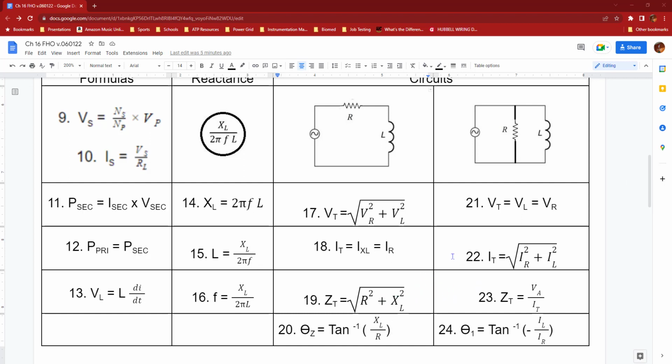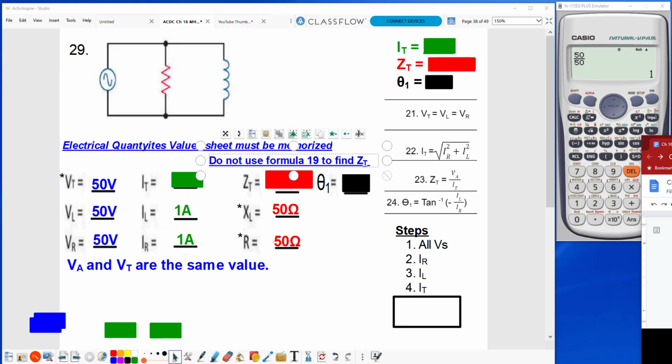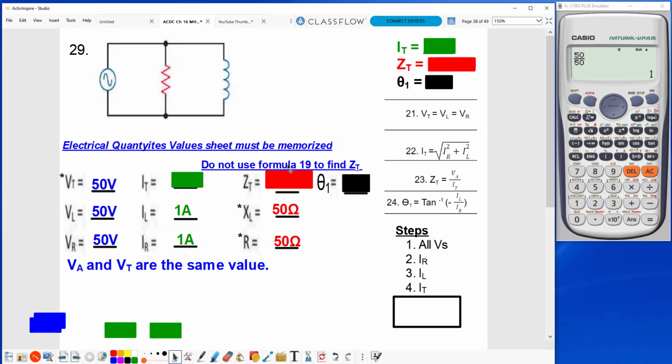You can't cross this line. You have to stay over here and use formulas 21 through 24. So the temptation may be to go ahead and find ZT, but you cannot use formula 19 to do that. What you have to do to find ZT is you have to find IT first. So let's go ahead and find IT. And if we look at formula number 22, it shows us how to find IT.